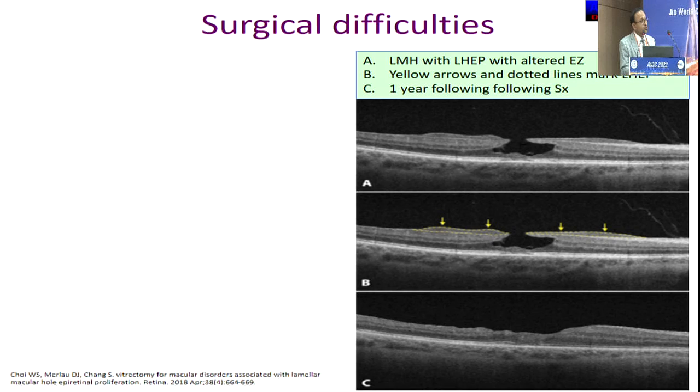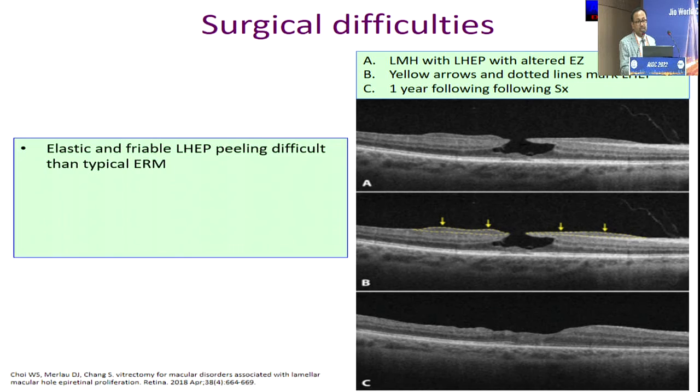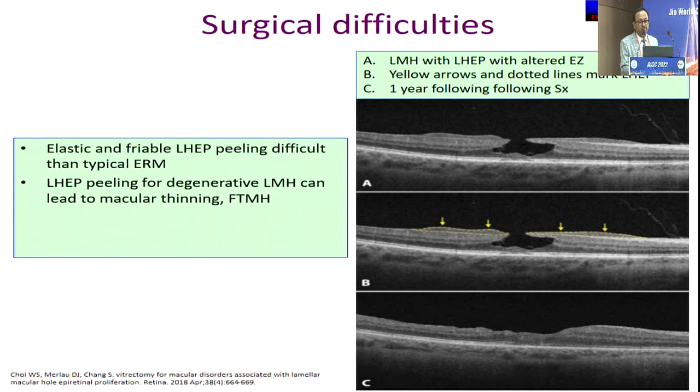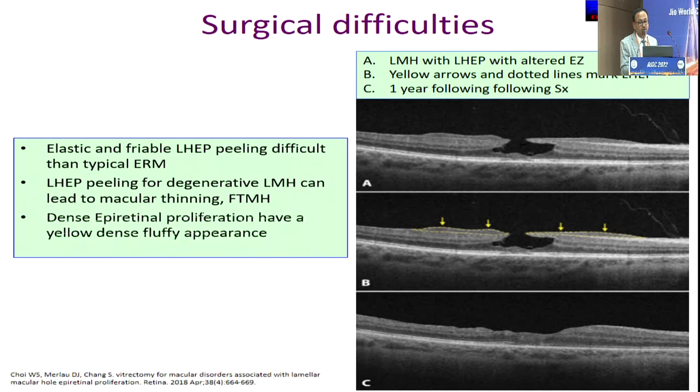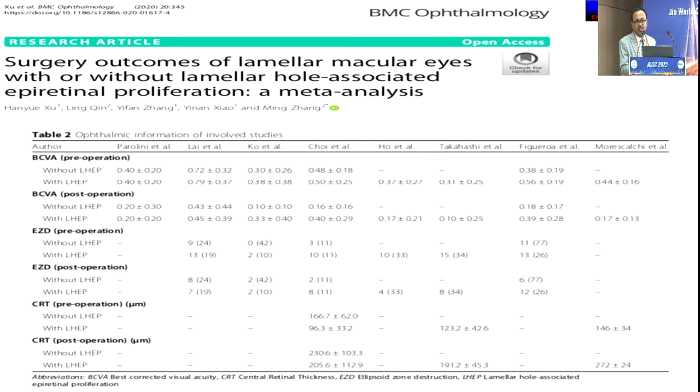So these are the surgical difficulties we face in LMH with LHEP with altered ellipsoid zone. The yellow arrows with dotted lines show the LHEP. First, it is elastic and friable, which is difficult to peel. LHEP peeling for degenerative LMH can lead to macular thinning and even a full thickness macular hole. And dense epiretinal proliferation has a yellow, dense, fluffy appearance. Sometimes it becomes very difficult to distinguish while removing it.